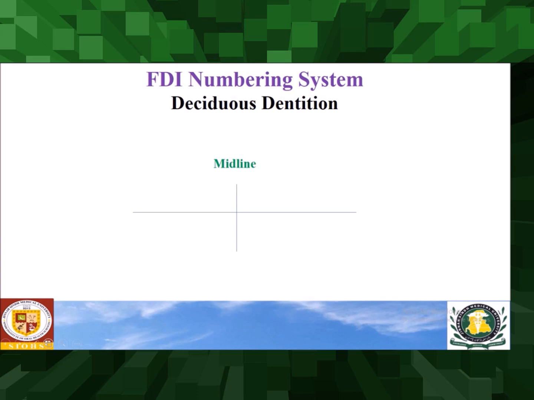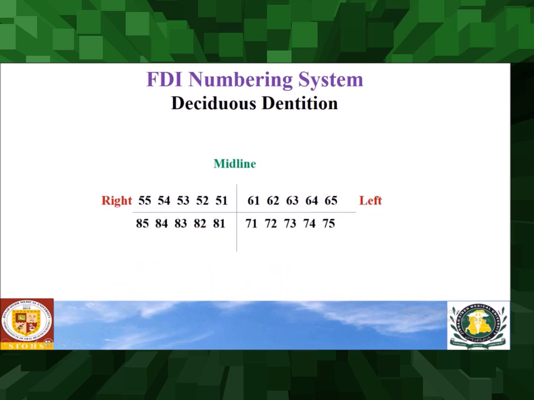Now we will discuss the FDI notation system for the deciduous dentition. Basically, the FDI notation system is a 2-digit notation system. This is a 2-digit notation system for both the maxillary and the mandibular arch. The numbers start from the midline: 5-1, 5-2, 5-3, 5-4, 5-5, 6-1, 6-2, 6-3, 6-4, 6-5, and similar in the mandibular dentition. So the numbers start basically from the midline.